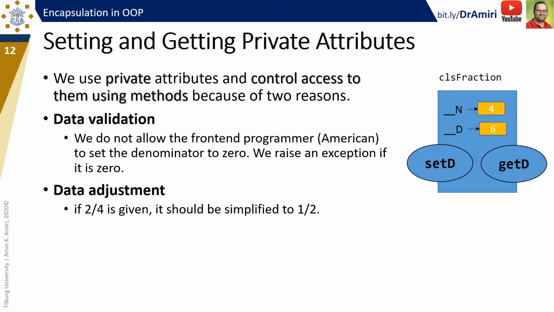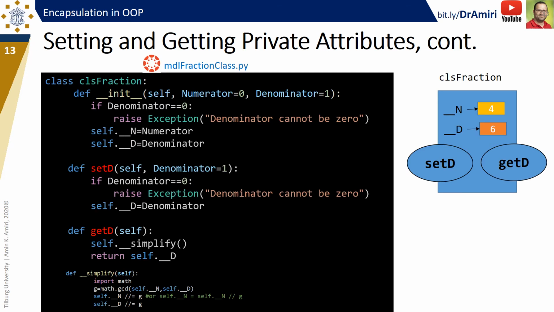We can also use these two methods for data adjustment. That means if 2 over 4 is given as a fraction, we can simplify them when we try to set the private attributes. So you can see here that I turned N and D, the two attributes, to private attributes by adding two underscores before their names.